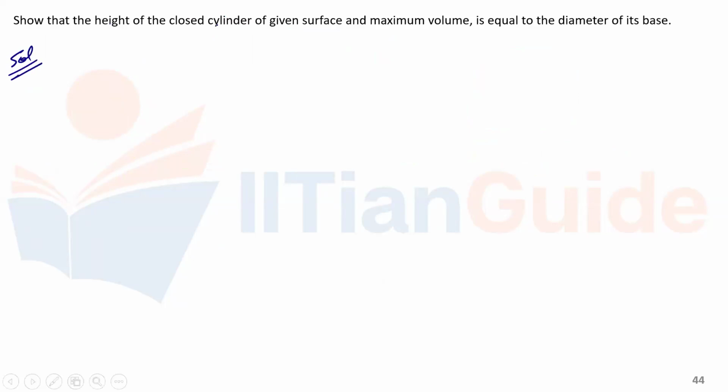Show that the height of the closed cylinder, the cylinder is closed, of a given surface area and maximum volume is equal to the diameter of its base. Okay, we have a cylinder. Cylinder is closed.